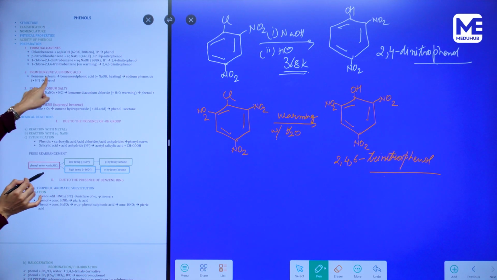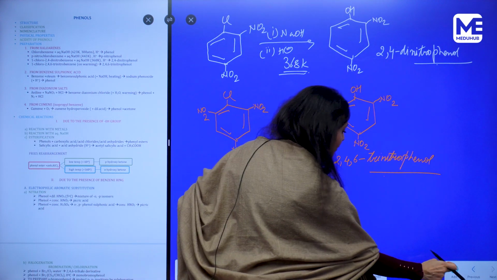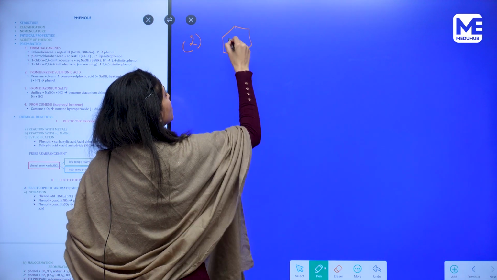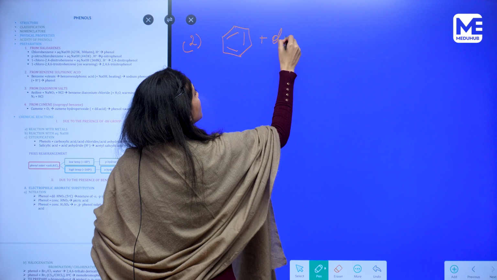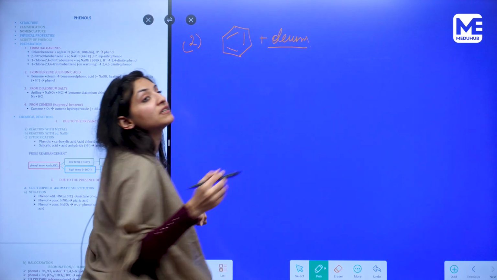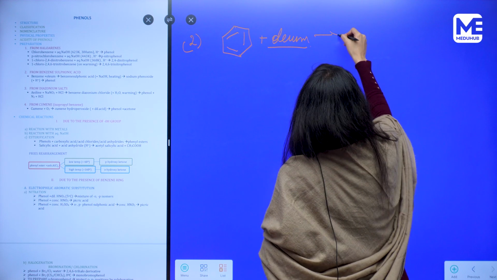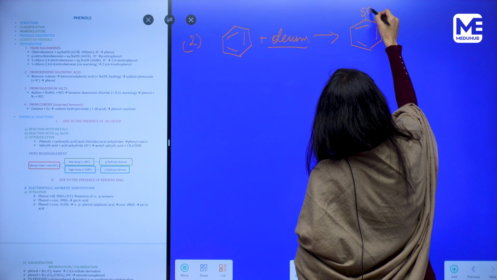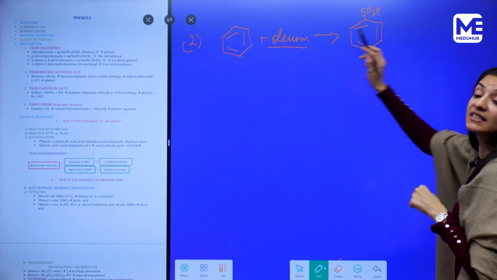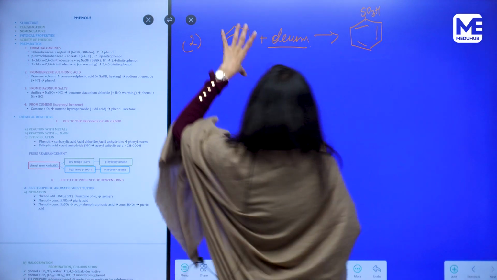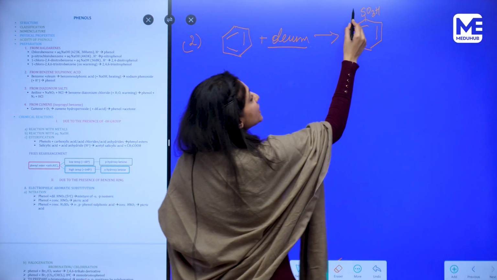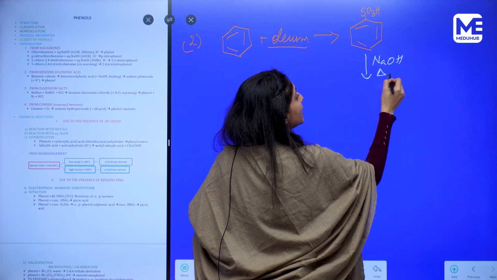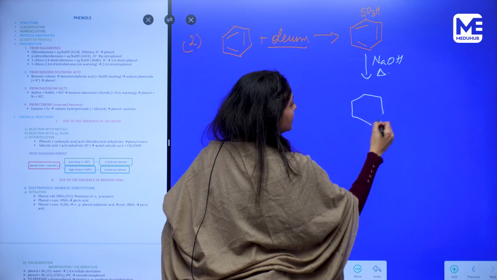The second is from benzene sulfonic acid. So how do you prepare sulfonic acid from benzene? We have benzene with oleum, that is fuming sulfuric acid. We get benzene sulfonic acid, C6H5SO3H. This is an example of electrophilic substitution in benzene. Alright. Now from this benzene sulfonic acid, if we treat it with NaOH and we heat it, we will get phenol.